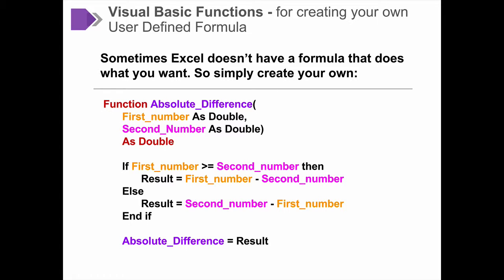We finish up our function by using the same name, in this case absolute difference, that we used as the function name, and making it equal to the result of our algorithm in the middle. And then we end the function. If you call this function anywhere in your Excel model and pass it two numbers, this function will go into this custom VBA code, use the logic you've defined to create the answer, assign the answer, which is a result, to the function name, and return that in your Excel formula.